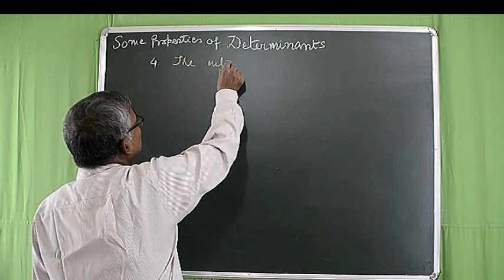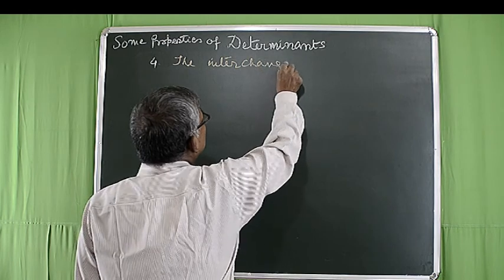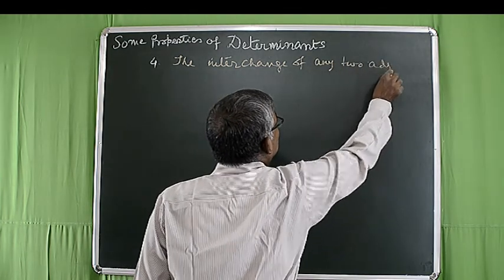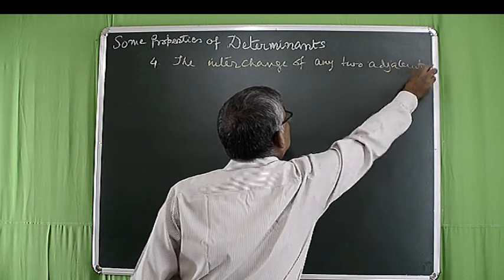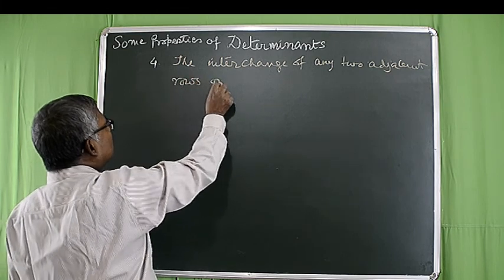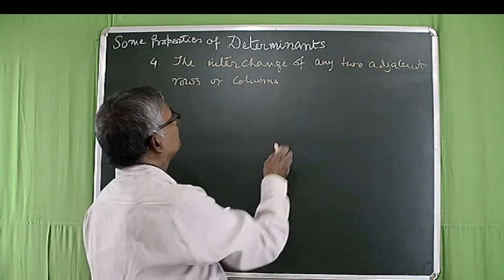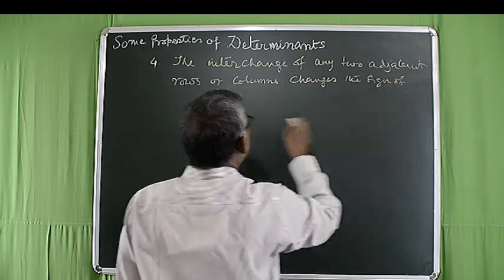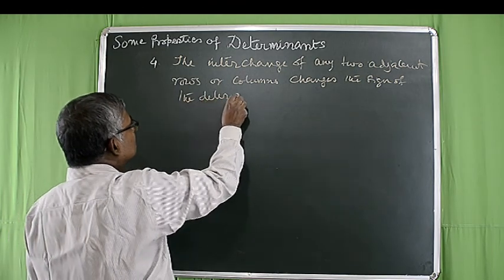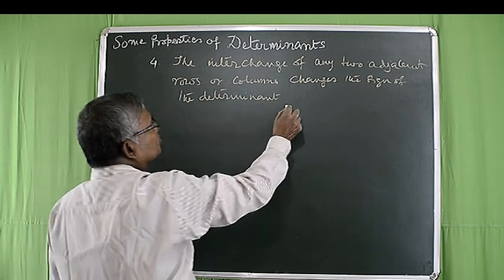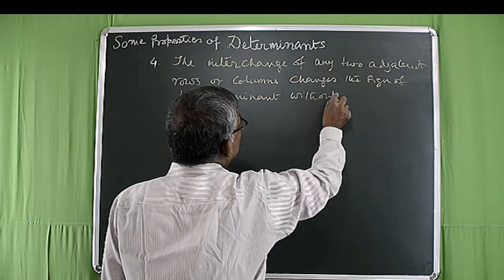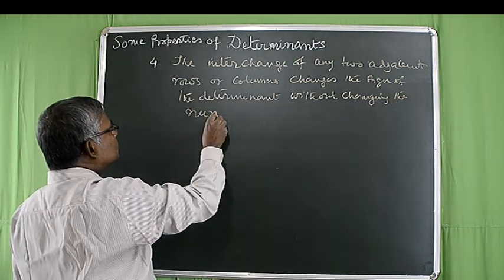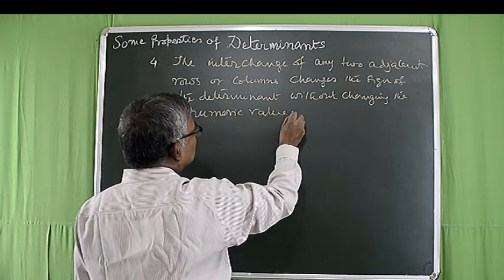the interchange of any two adjacent rows or columns changes the sign of the determinant without changing the numeric value of the determinant.